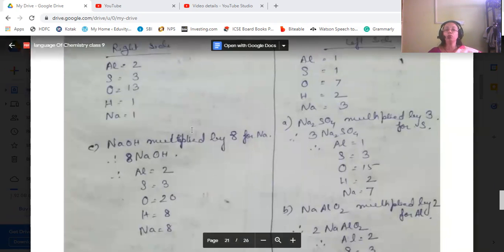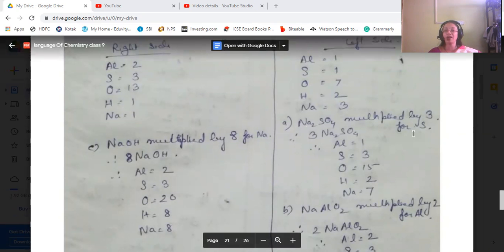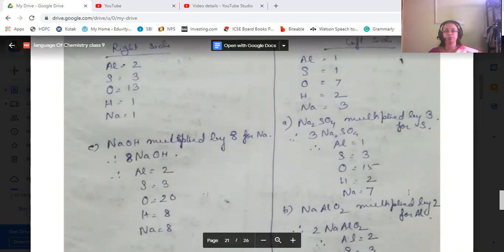Now, what to do? First step is on the product side, Na2SO4 is multiplied by 3 for S, for sulfur. Okay, so we get 3 Na2SO4. So now aluminium, Al is equal to 1, we get S is equal to 3, O is equal to 15, H is equal to 2, Na is equal to 7.